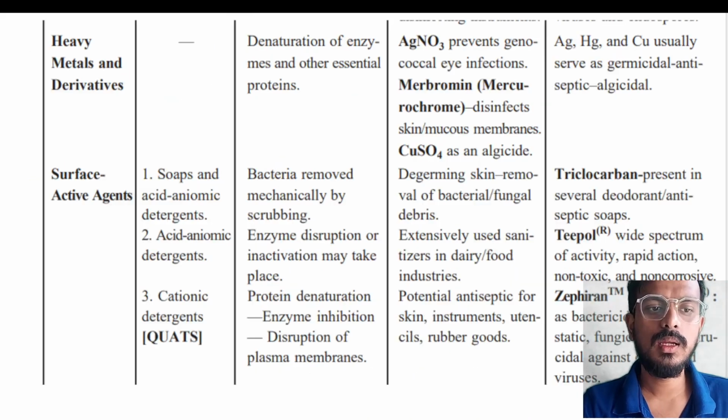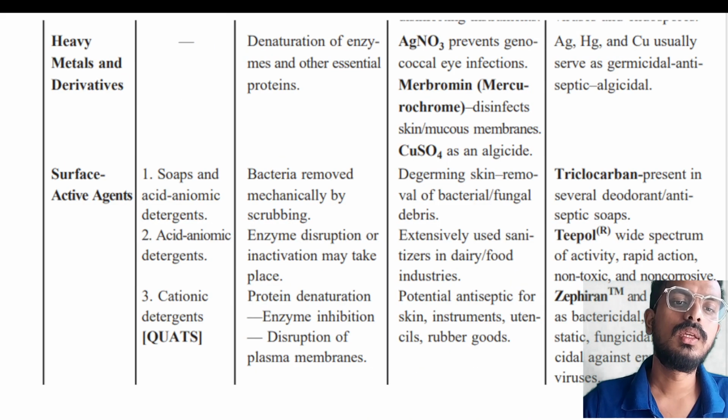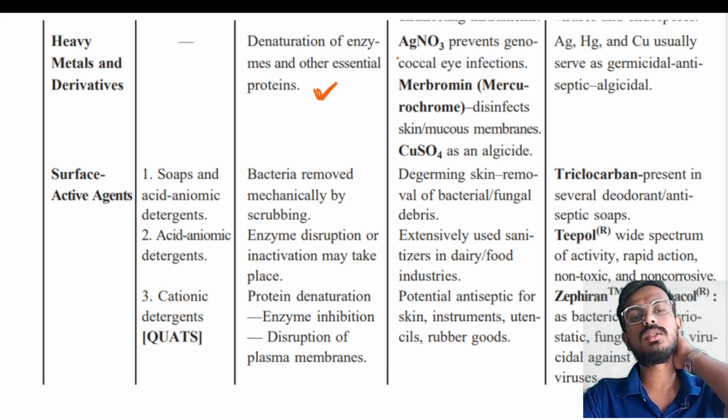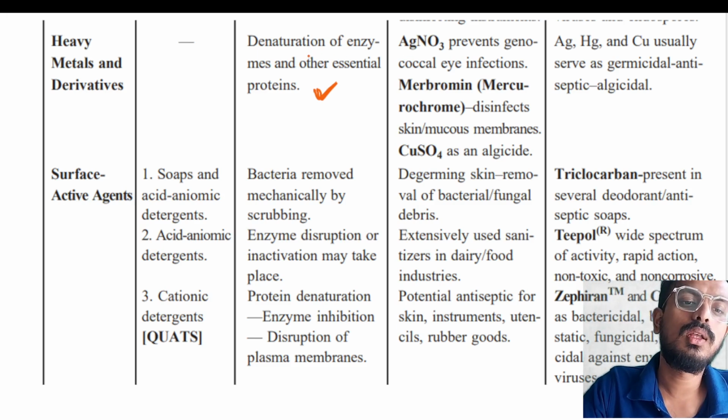Next chemical class is heavy metals and their derivatives. They cause denaturation of enzymes and other essential proteins present in microbes. Similarly, silver nitrate prevents gonococcal eye infection, and is used for skin and mucous membranes. Silver, mercury, and copper usually serve as germicidals, antiseptics, and algicides.